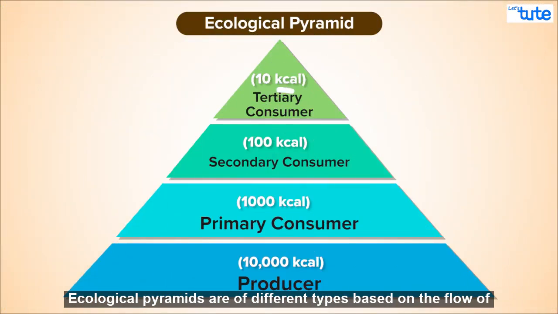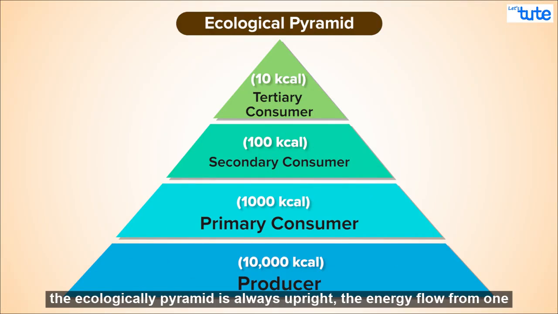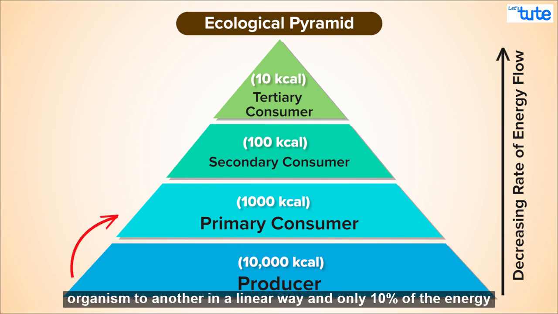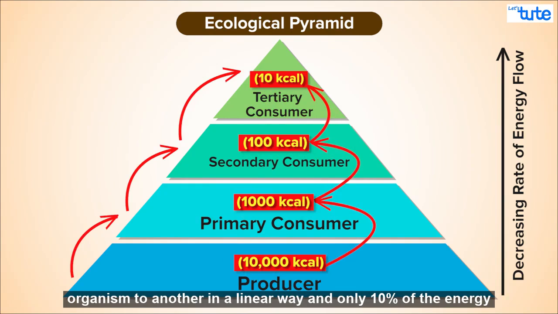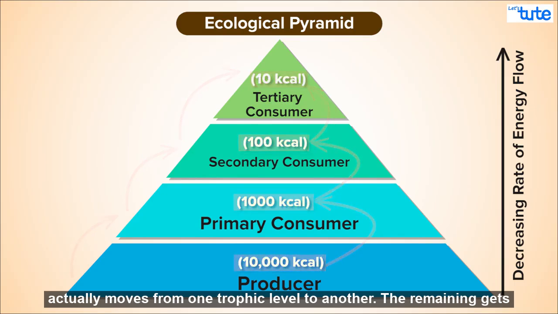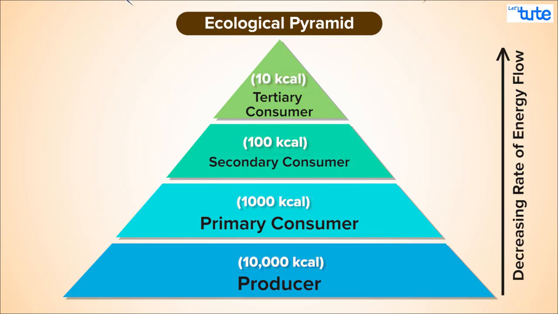Ecological pyramids are of different types. Based on the flow of energy, the ecological pyramid is always upright. The energy flows from one organism to another in a linear way, and only 10% of the energy actually moves from one trophic level to another. The remaining gets lost in the surroundings.